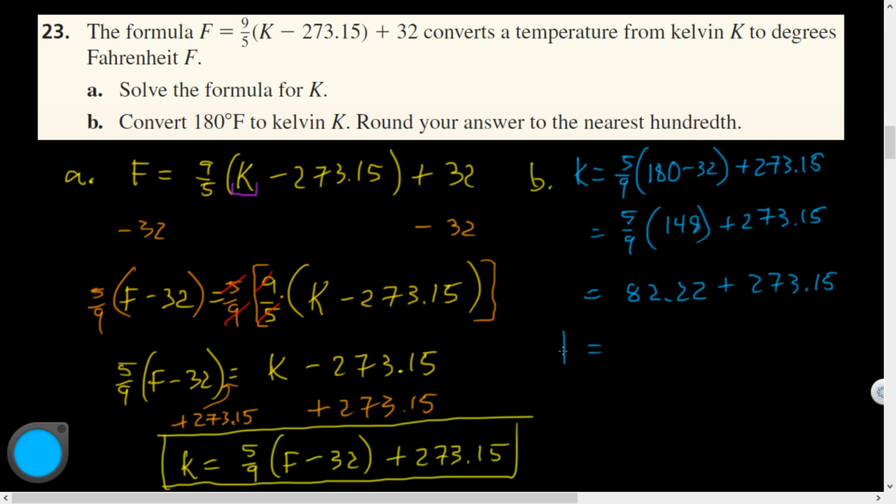And I'll get Kelvin equals, add those two numbers together, 355.37 degrees. Nope, actually I think Kelvin is just no degrees. Although that's actually quite a hot temperature. At least, I wouldn't want to ever be 180 degrees myself.